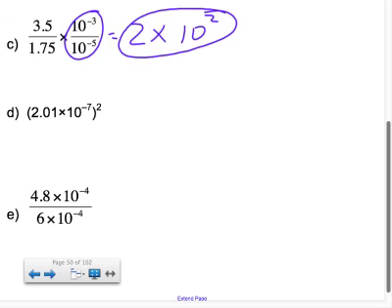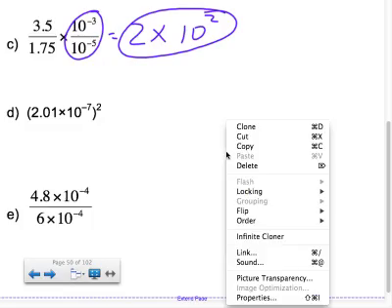Now, if the question had said write your answer in standard form, you would translate that into 200. Okay, but it doesn't say that. So I'm going to go ahead and let you guys do parts D and E on your own, see where you're at with that, and then as always, if you have any questions, just have them ready to go in class.